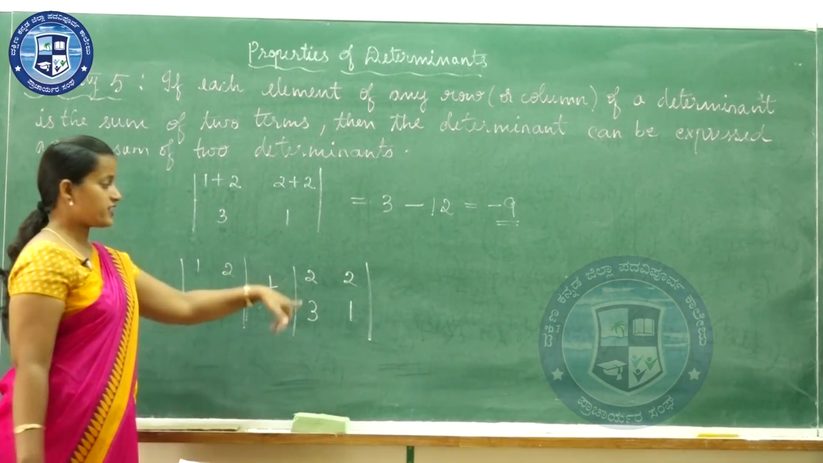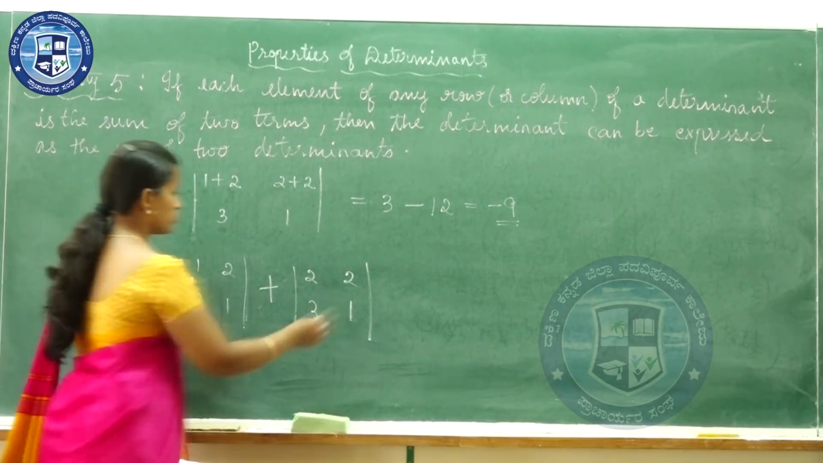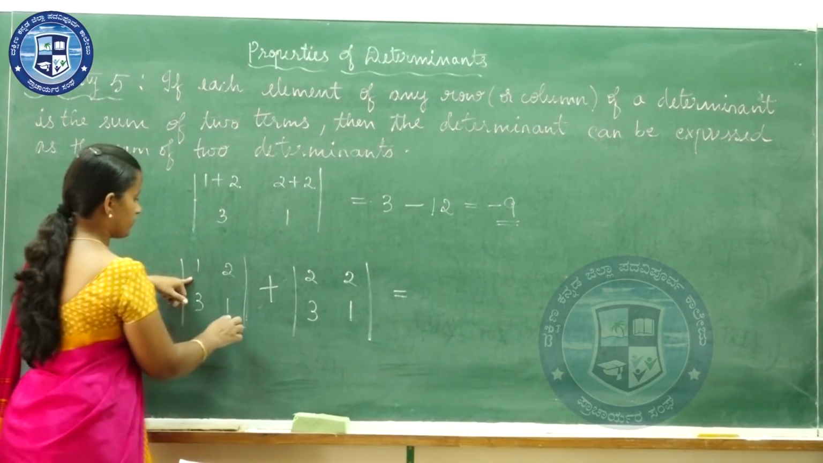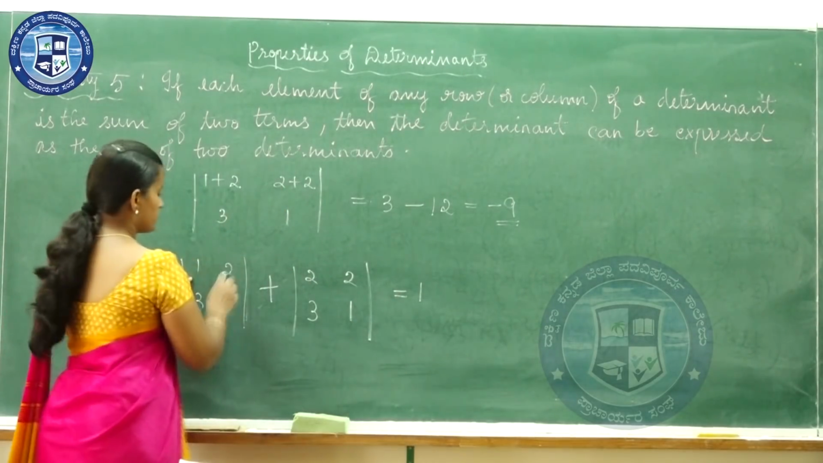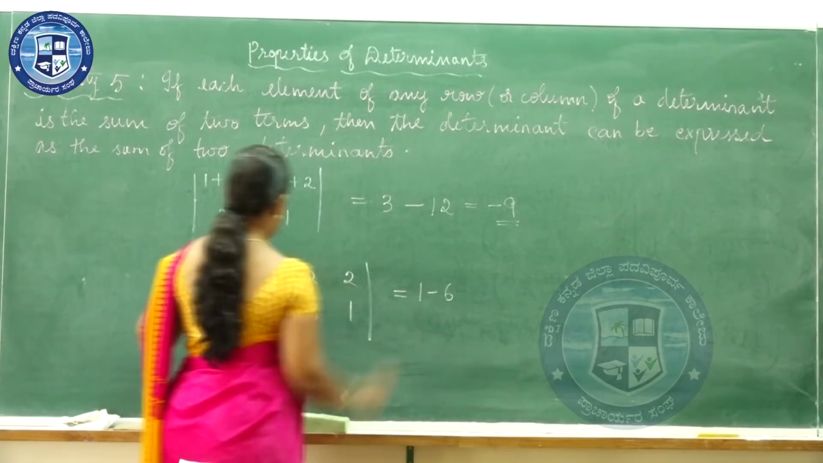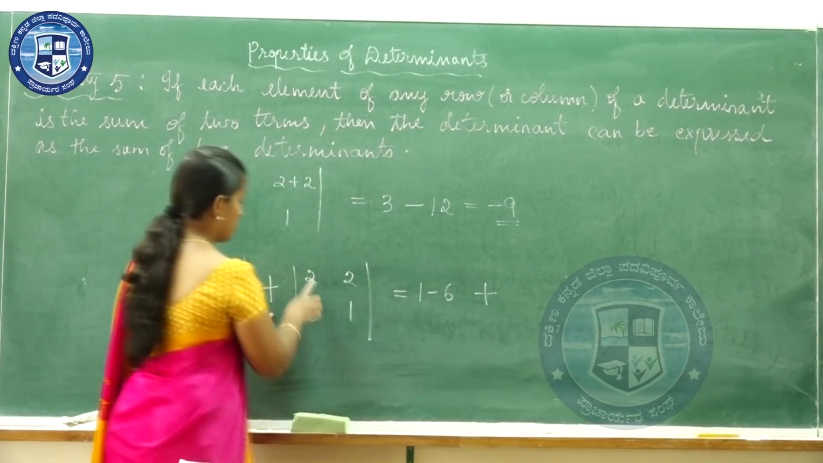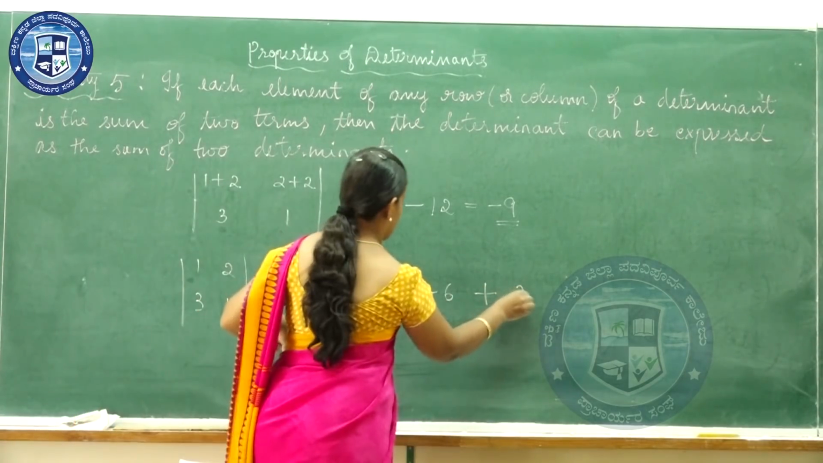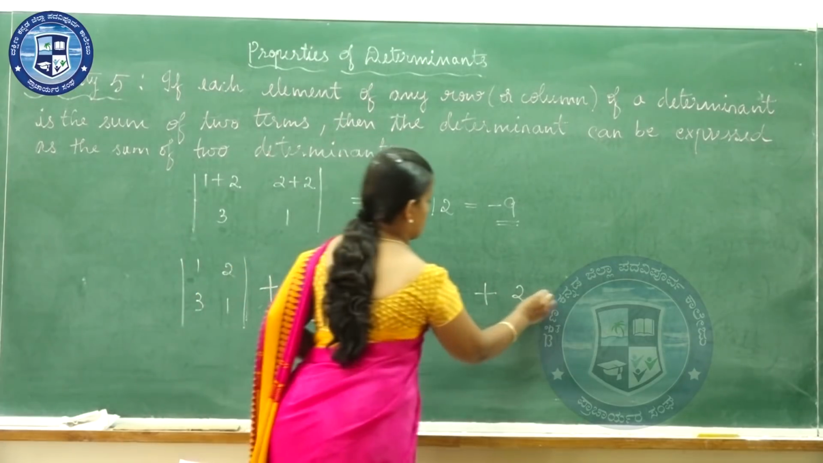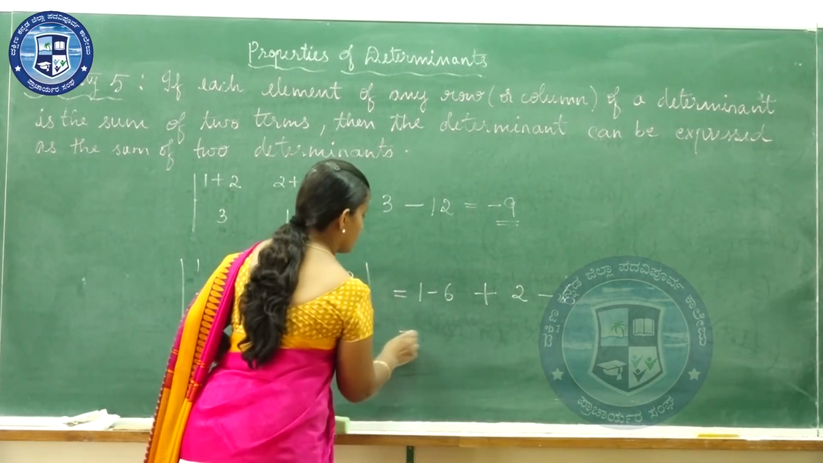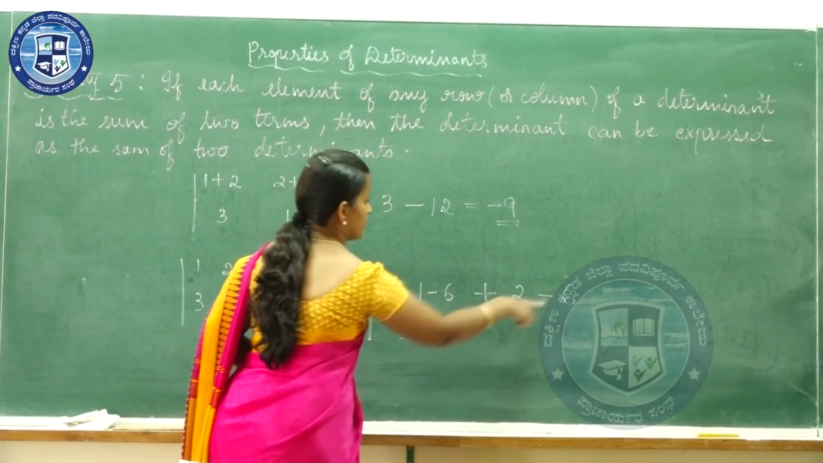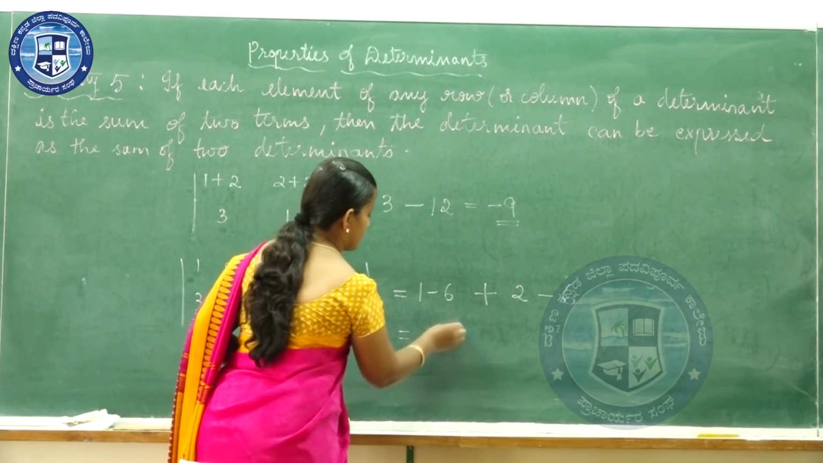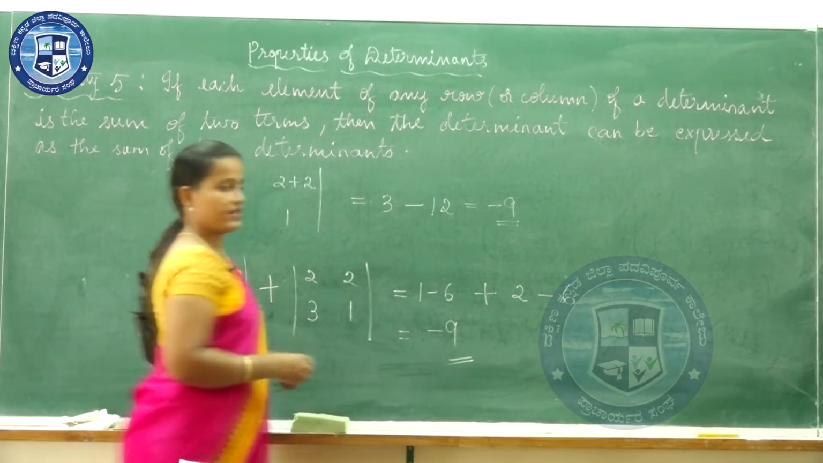Okay. Now expand the determinant and add. So what will happen here? 1 into 1 is 1, 3 2s are 6, so 1 minus 6 plus 2 1s are 2 minus 6. So 2 plus 1 is 3, 3 minus 12 you will get, answer is minus 9.